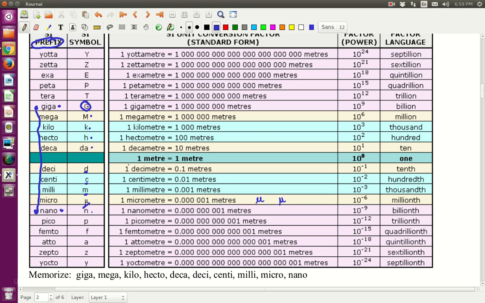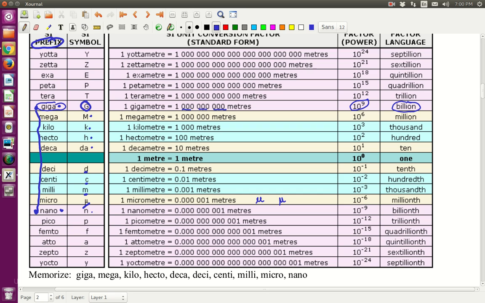So what else can we pay attention to here? Giga is a billion. And you may have heard of gigabytes. That's a billion bytes of information. And here's the number of a billion. Notice how it has 1, 2, 3, 4, 5, 6, 7, 8, 9 zeros. So a billion is 10 to the 9th power. It's a 1 with 9 zeros after it. So a gigameter means a billion meters. And we have 9 zeros after the 1.